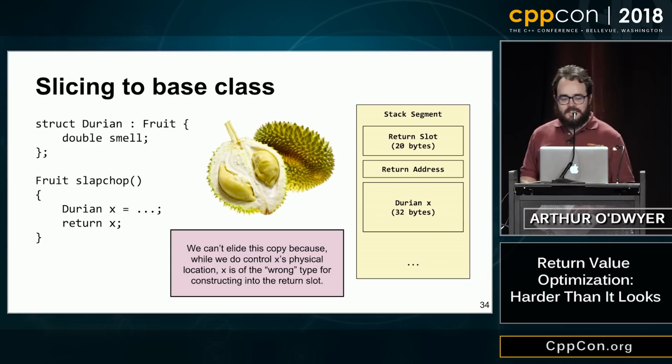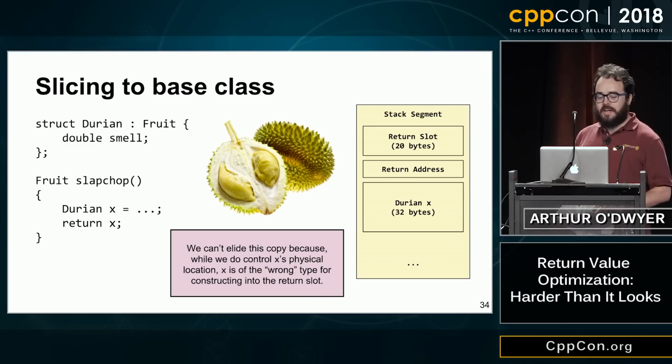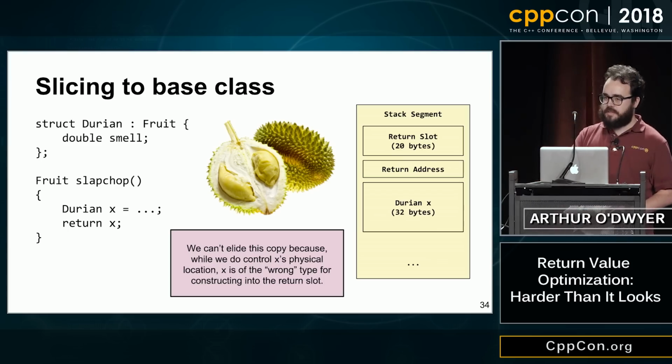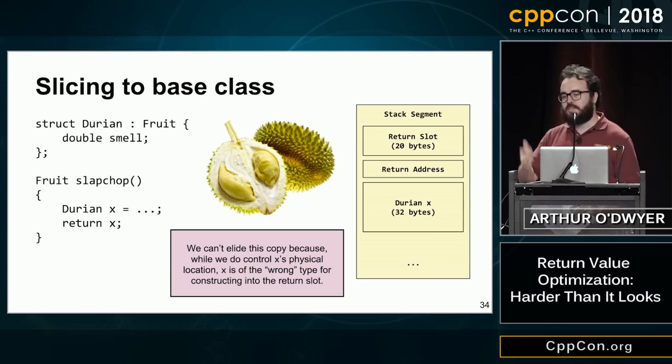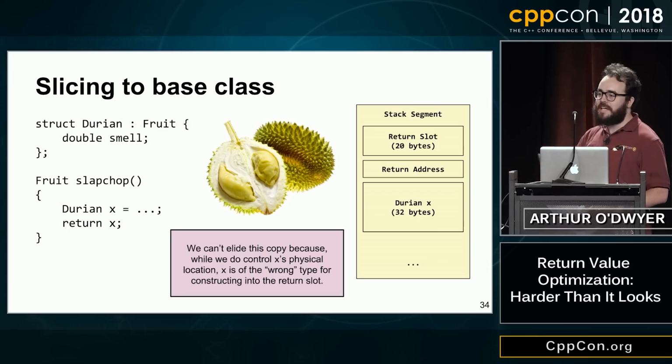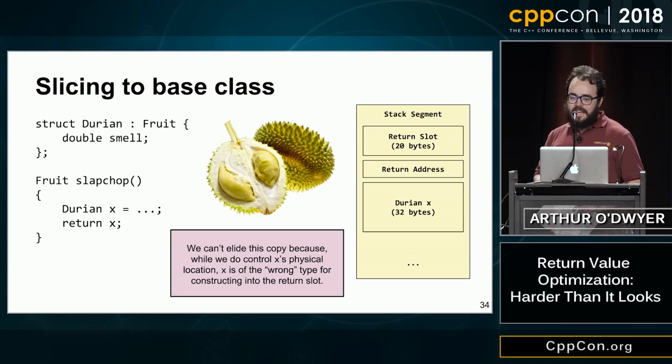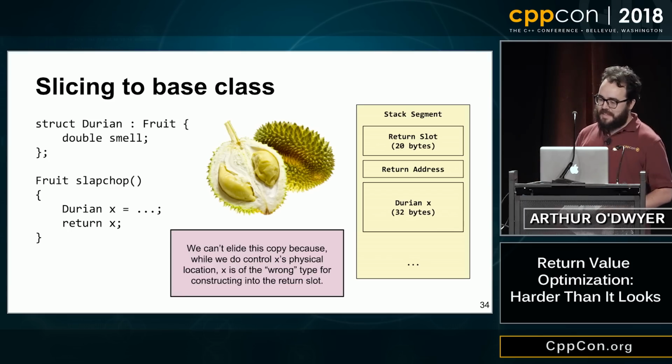So here I have a function called slapchop, and it creates a durian, x, and then it returns it, but it returns the fruit. It slices it. And when you slice it, you release the smell. The smell is now not part of the thing we're going to be returning. We're only going to return the fruit part. And this is a problem. We can't elide this copy.